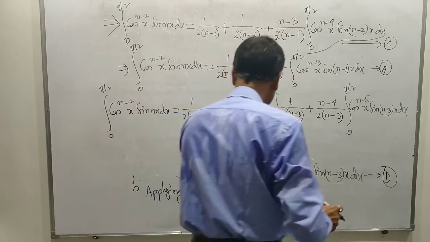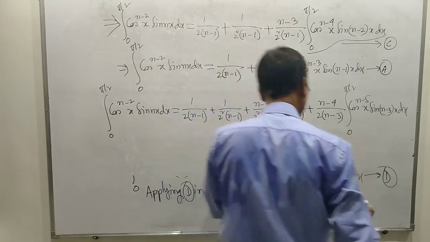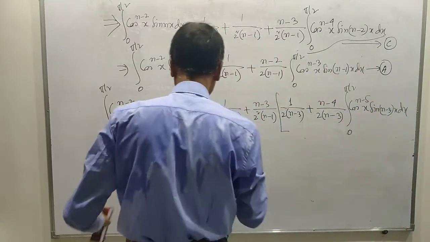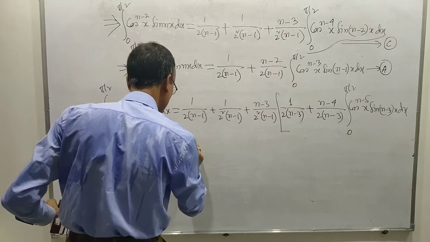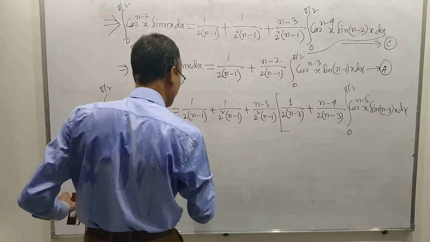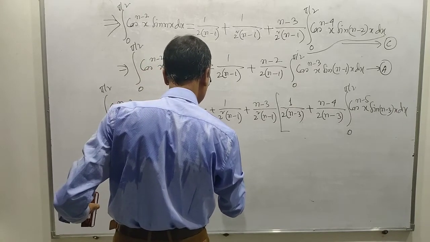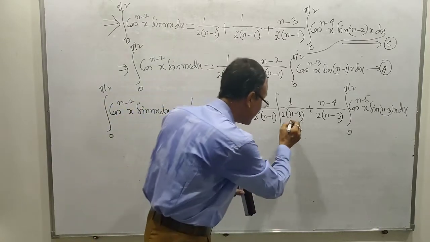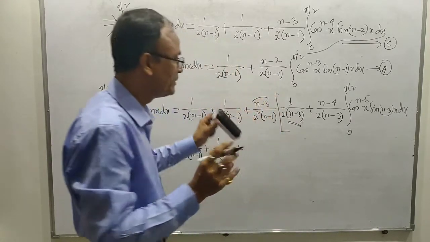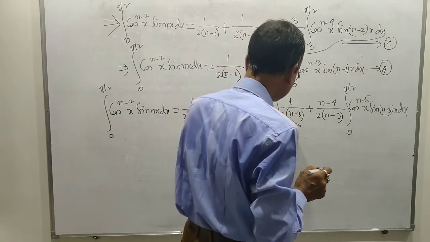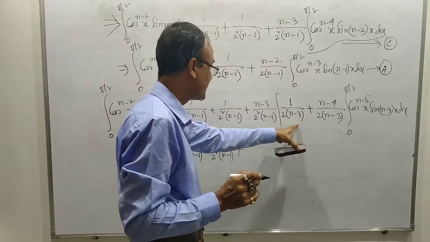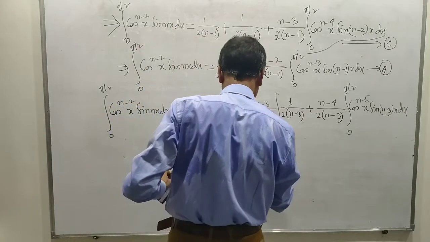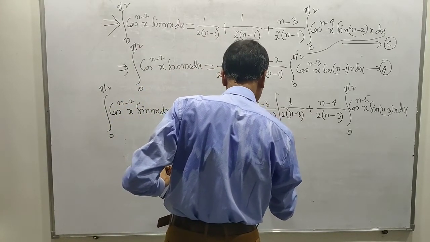This means, yes, we have done no mistake. This means this is equal to 1 by 2 times of n minus 1 plus 1 by 2 square n minus 1 plus, now this multiplied by this n minus 3, these two n minus 3 will be cancelled. You will get 1 by 2 cube n minus 1.